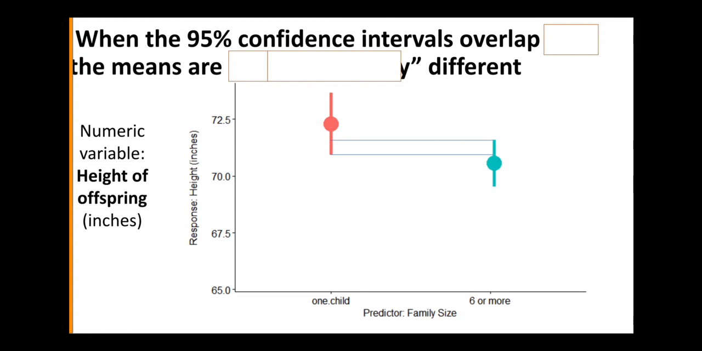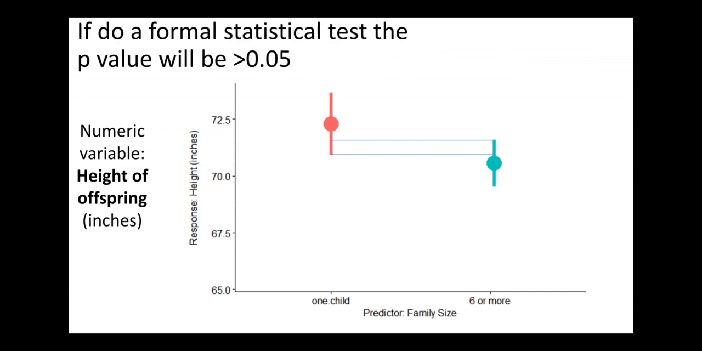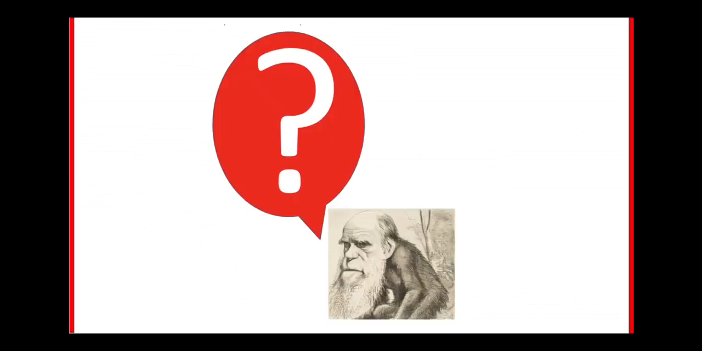So when confidence intervals, 95% confidence intervals, overlap a lot, that means that the means are not significantly different, or not statistically significantly different. How much they overlap, there are some rules for understanding that, but it's best to just, as a rule of thumb, say that if they overlap a lot, if they overlap completely, then they are not significantly different. If we were to do a formal statistical test using a t-test in this case, that means that the p-value would be greater than 0.05. It'd be a lot greater than the traditional cutoff of 0.05.